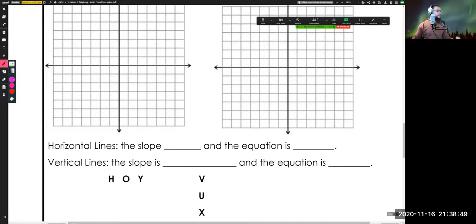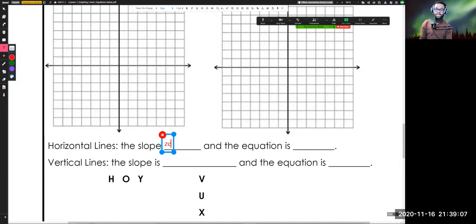Now, here's a little tip for things like this. With horizontal lines, our slope is, and I'm going to write this one in red because this is kind of important. I saw this a lot on the test. You guys kind of confused this a little bit. Our slope is 0 with horizontal lines.